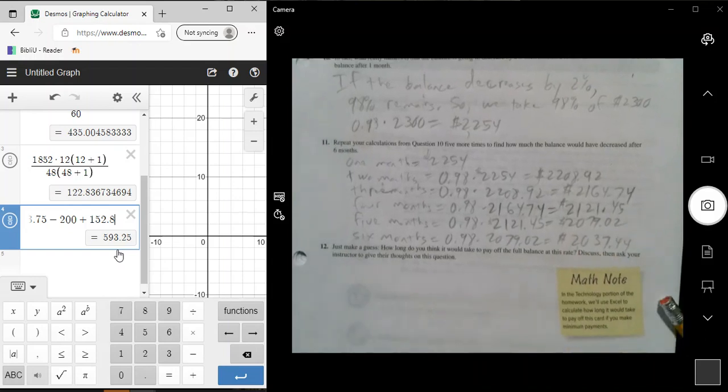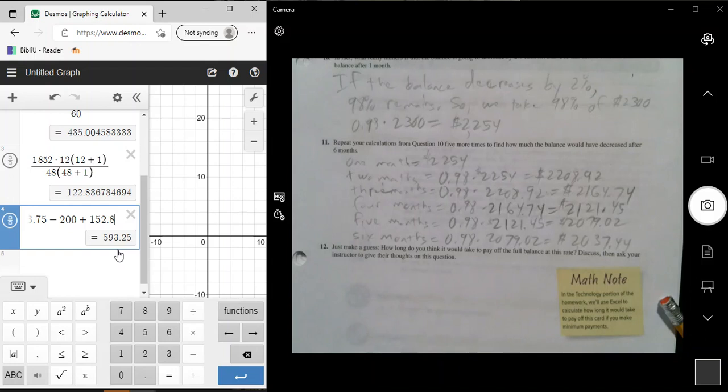Now it says, just make a guess. How long do you think it would take to pay off the full balance at this rate? Discuss with the instructor to give their thoughts on the question. Okay, your answer will vary on this. So yeah, we could play around with it and everything like that. But it does seem like a very good question.